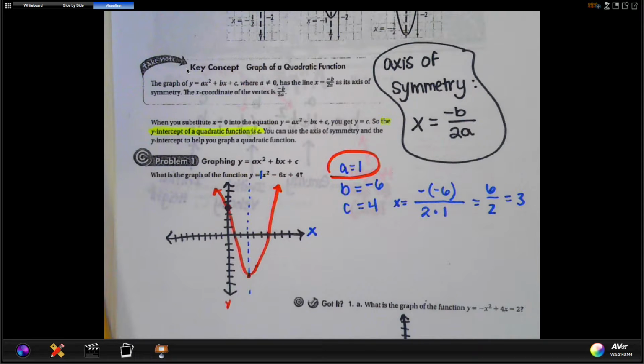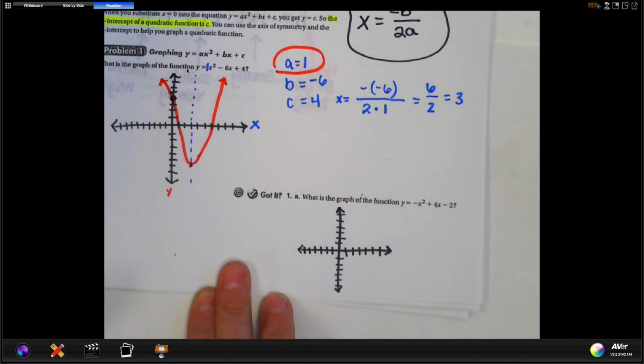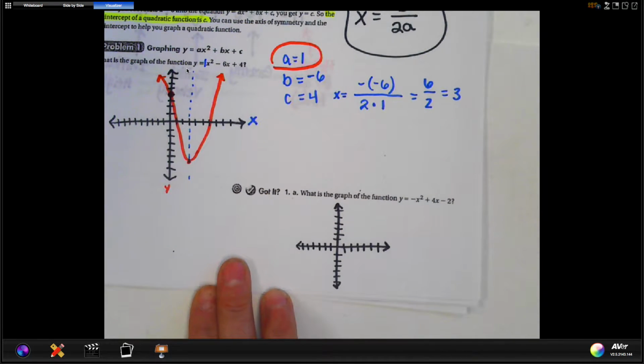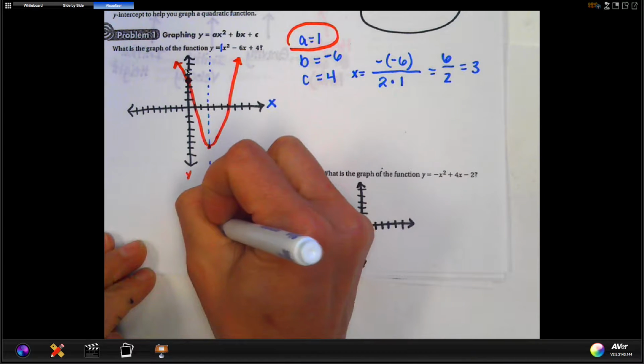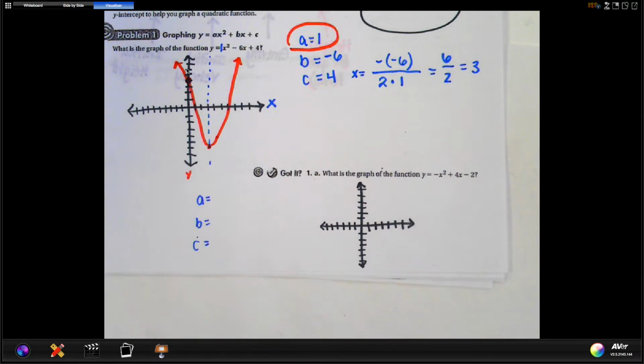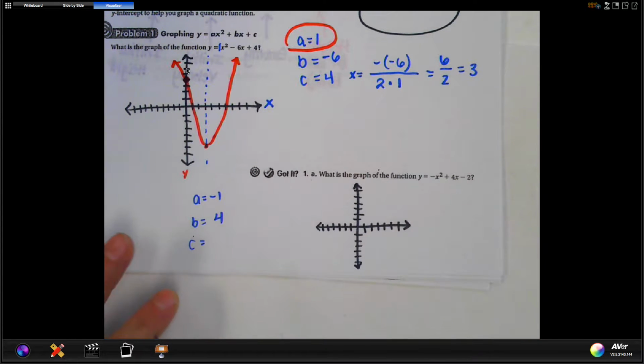General graph for the one down here. So what is the graph of this function? Negative x squared plus 4x minus 2. Okay, so again, if you list A and B and C, it does help you out. What's the value of A? Negative 1. So right away, what does that tell you? It's going to open down, make like a rainbow shape, right? What's the value of B? 4. And the value of C? Negative 2. Okay, so we already know it's going to open down. What else do we know automatically?